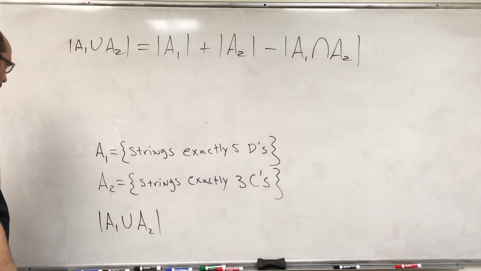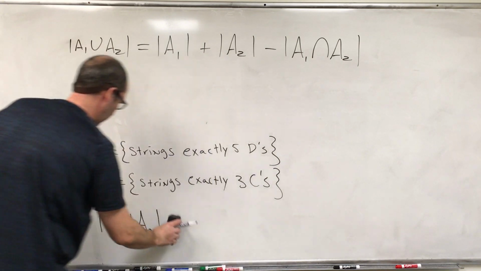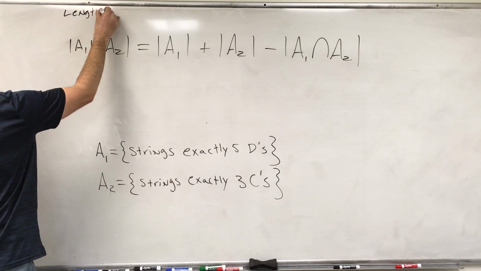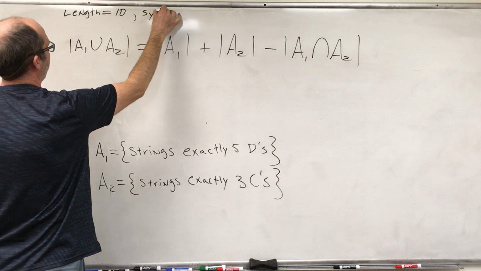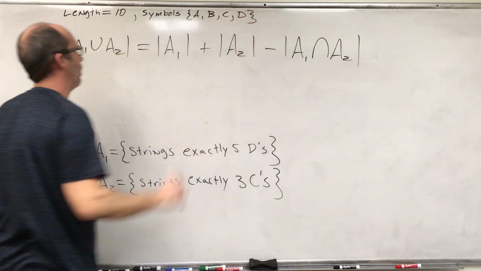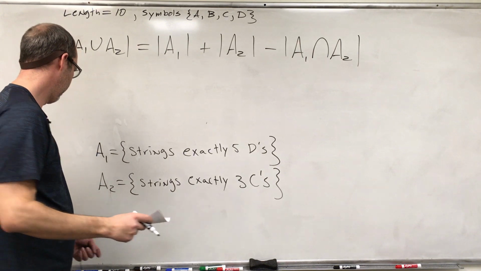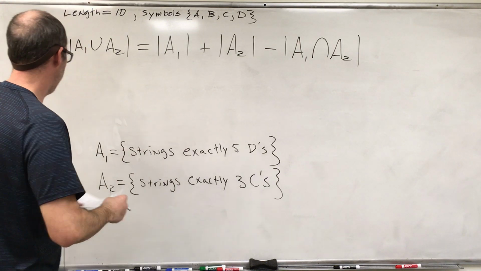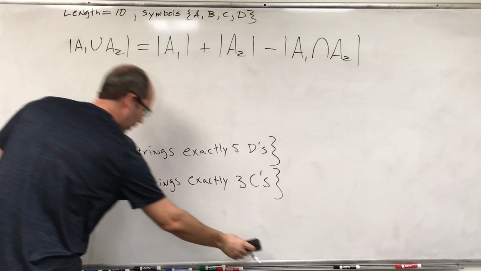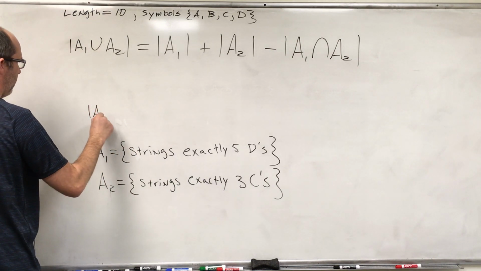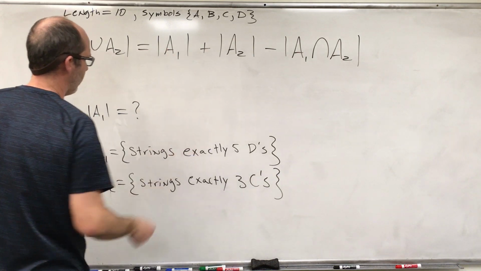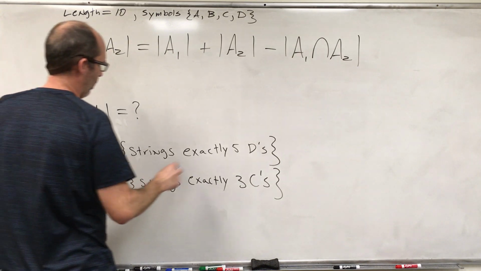Remember that the length of our strings is 10, and our symbols are A, B, C, and D. All right, so first let's count A1. These are strings of length 10 where we have 4 symbols to choose from that have exactly 5 Ds.